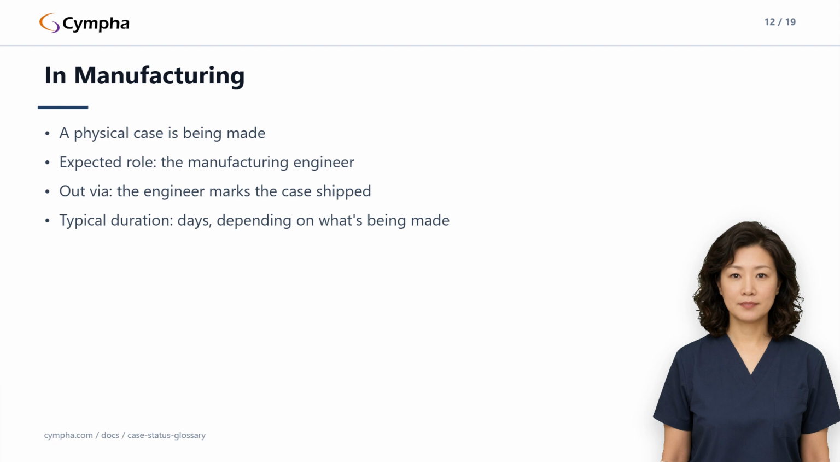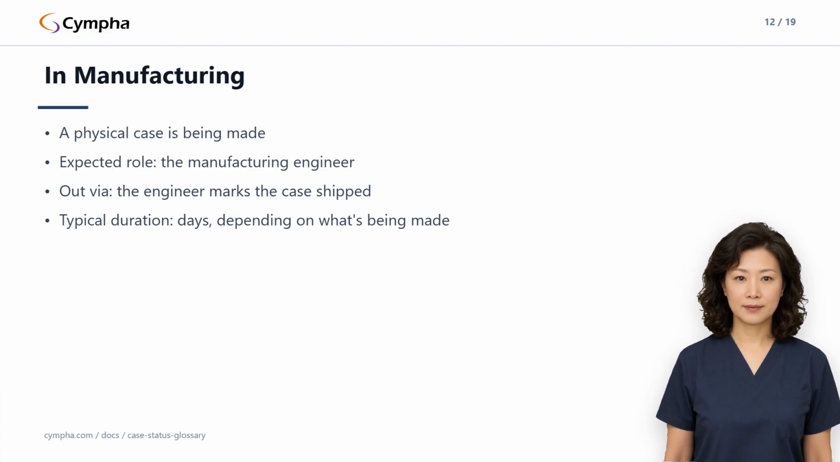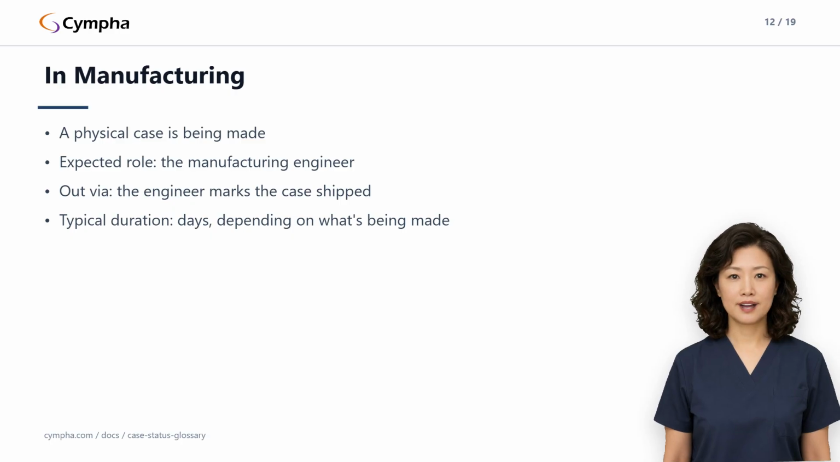Now the physical track, which exists only for things that actually get made. In manufacturing means a physical case is being fabricated, printed, milled, finished, whatever the deliverable requires. The expected role is the manufacturing engineer, and they hold the case for as long as the work takes. There's one way out: when the piece is made and packed, the engineer marks the case as shipped, which moves it to shipping. Typical duration is days, and it varies with what's being produced.